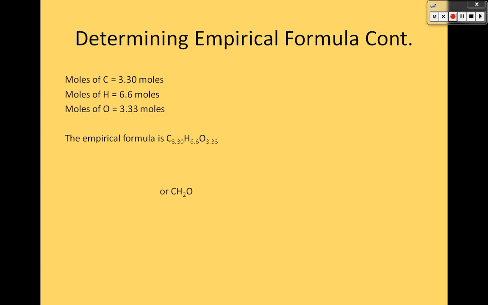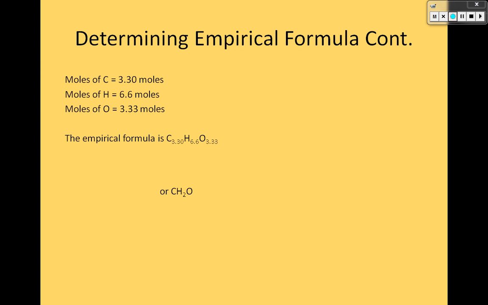So realistically, our empirical formula, and I should have put that in quotes because the empirical formula is the smallest whole number ratio. But what this means is that whatever ratio we have, it's C 3.30, H 6.6, O 3.33. But the empirical formula is in fact the smallest whole number ratio.